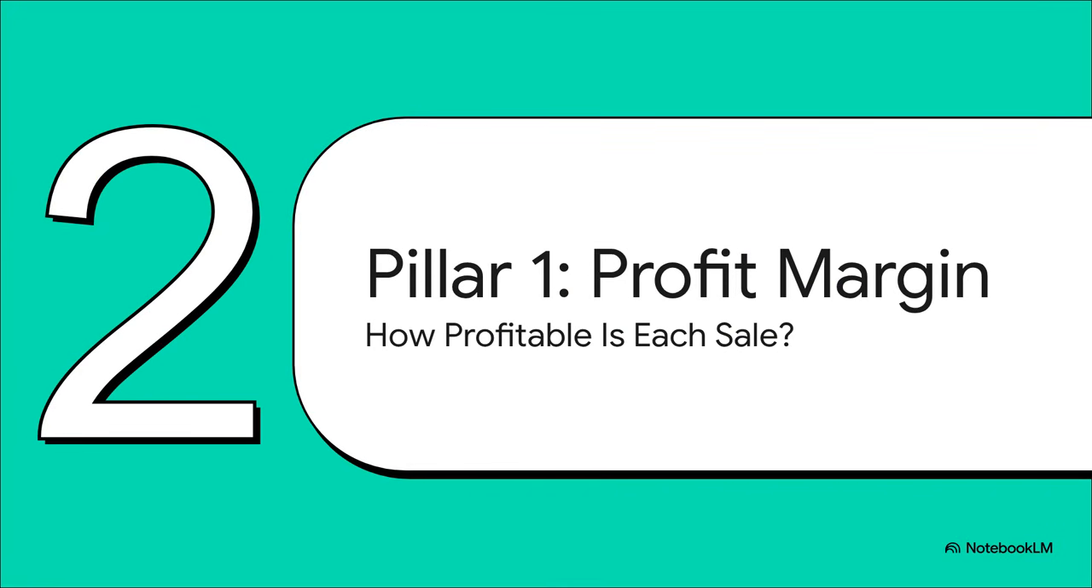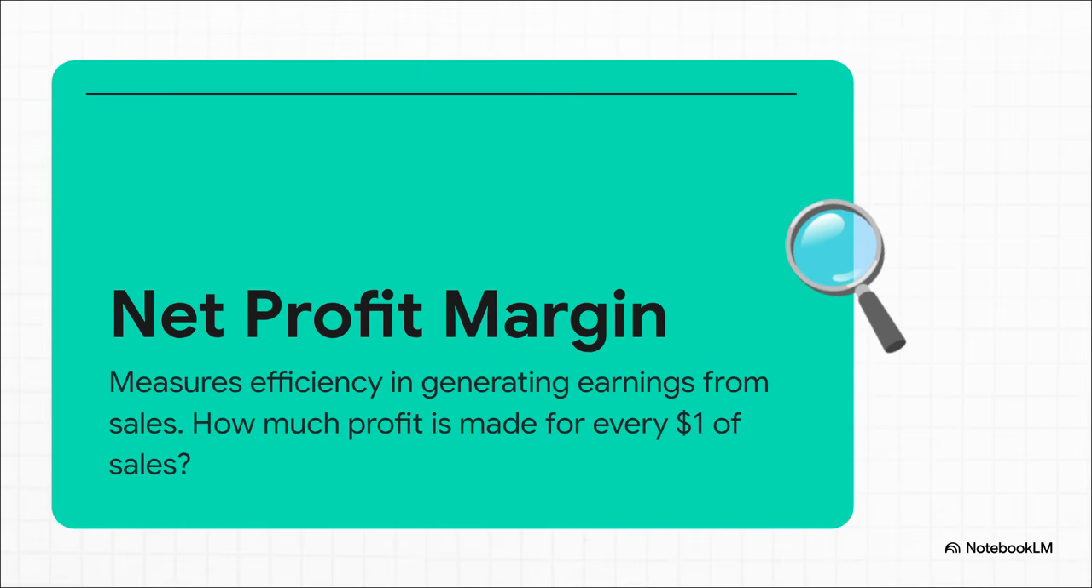Okay, pillar number one, the profit margin. This gets right to the heart of a company's pricing power and its ability to keep costs in check. In other words, is the company actually making any money on the stuff it sells? It's really asking, for every single dollar of sales the company makes, how many cents actually make it all the way down to the bottom line as pure profit? A high profit margin is a great sign. It means the company is really good at turning its revenue into actual earnings.